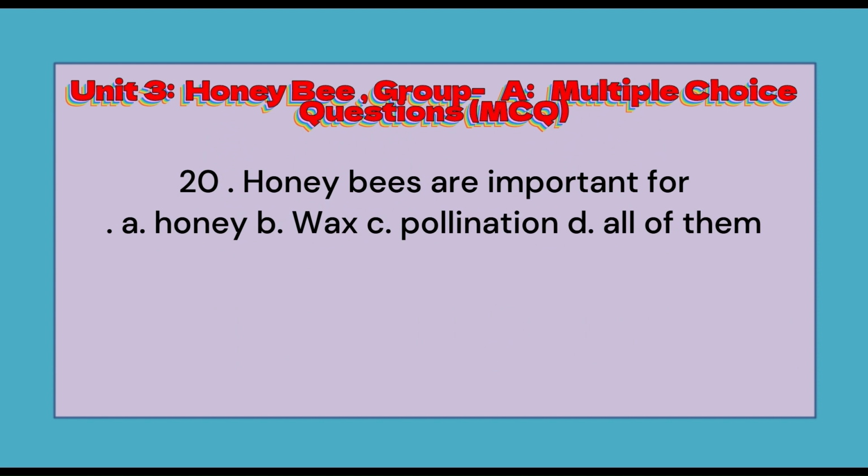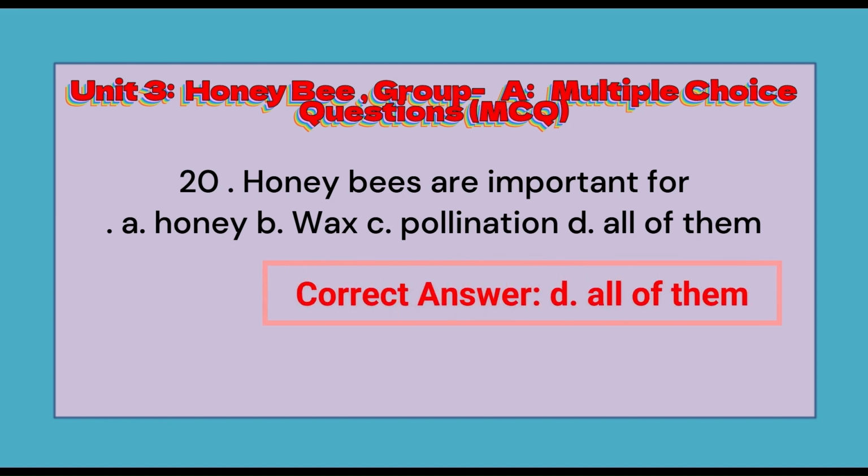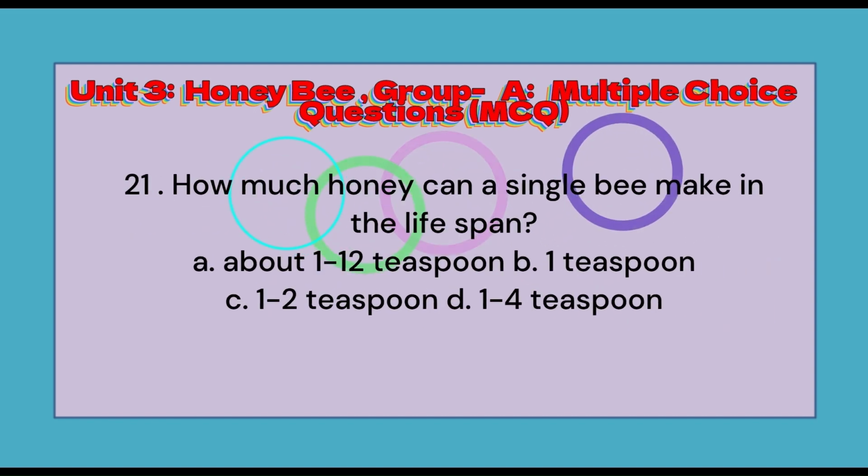20. Honeybees are important for A. Honey. B. Wax. C. Pollination. D. All of them. Correct answer: D. All of them.